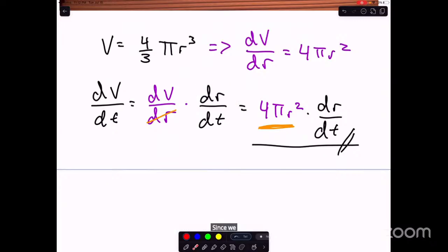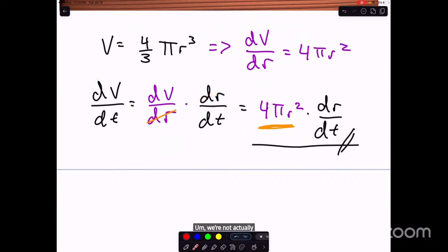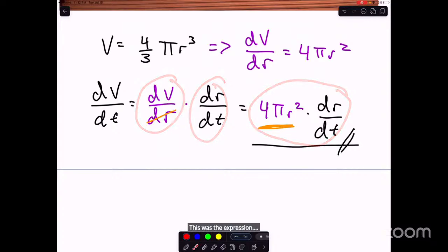Since we didn't know what it was, we just left it as is. So then essentially this cancels this, and we're left with our dV by dt. We're not actually going to do that algebra, but that's the setup. We have the purple, we leave the black. This was the expression.